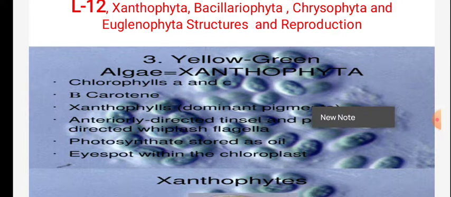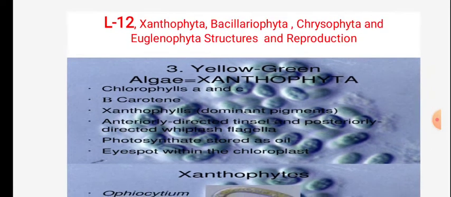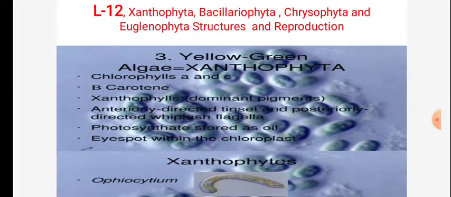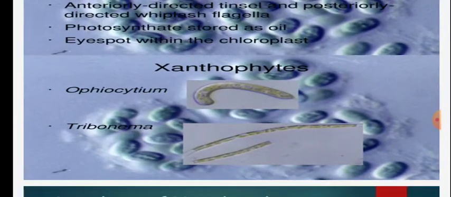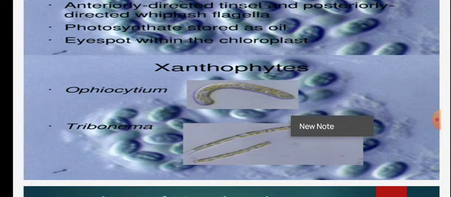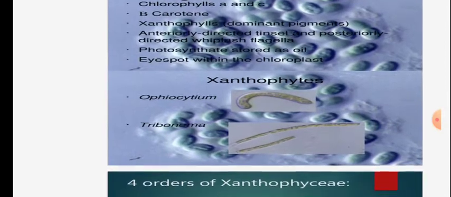These are dominant pigments, and generally anteriorly directed, the tinsel type of flagella. So this flagella is the characteristic. Secondly, photosynthetic food material is stored in the oil, and the eye spot is present here. So here are some good examples, Opiocytium or Tribonema. Please see the photographs of these members.